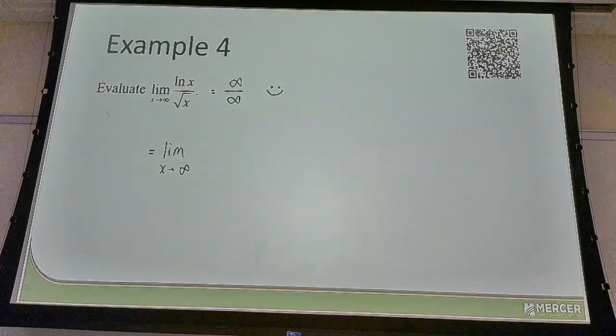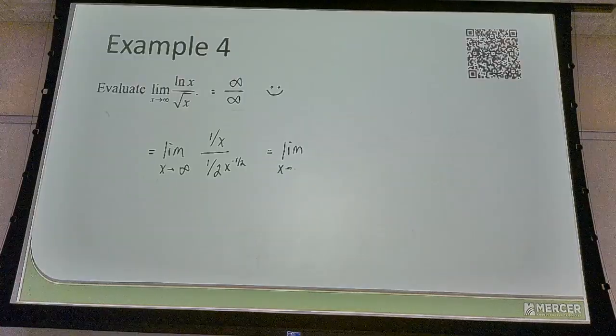Let's verify it. What's the derivative of the numerator? 1 over x. What's the derivative of the denominator? 1 over 2 square root of x. You're saying it's 1 over the entire 2 root x? Right, it's a negative exponent. Both things should simplify to 1 over 2 root x.